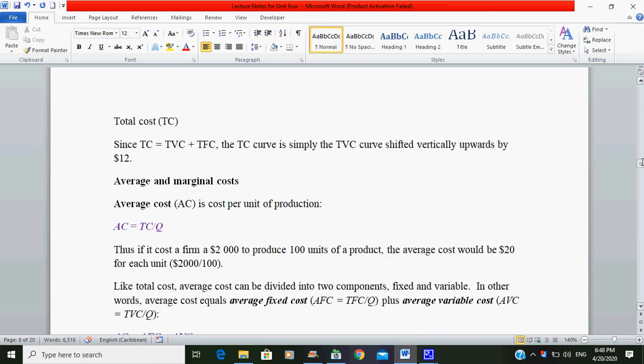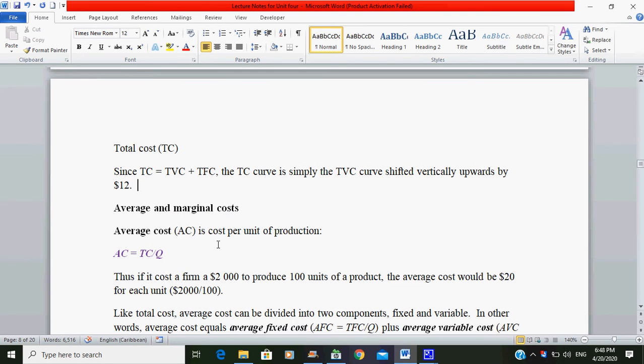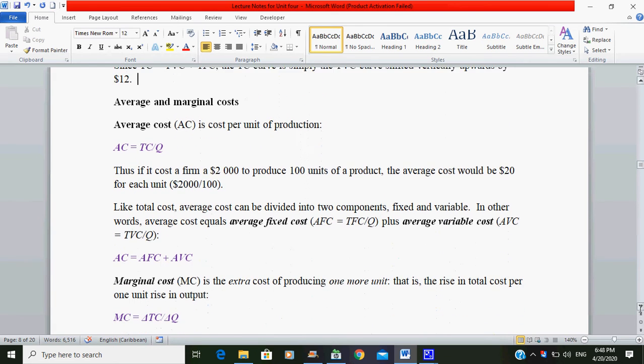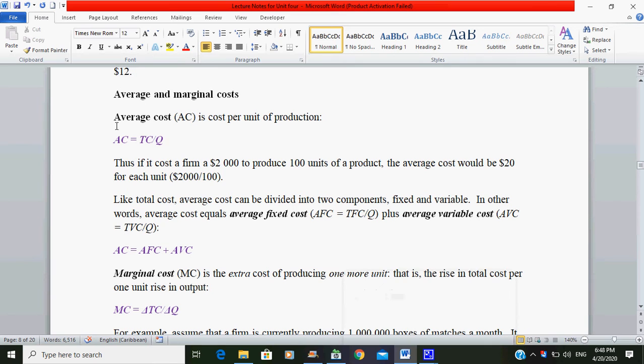Look at average and marginal cost now. Average cost is cost per unit of production, which is equal to total cost divided by quantity. Thus, if it costs a firm $2,000 to produce 100 units of a product, the average cost would be $20 for each unit: 2,000 divided by 100. Like total cost, average cost can be divided into two components, fixed and variable. In other words, average cost equals what? Average fixed cost, which is total fixed cost divided by quantity, plus average variable cost. Average variable cost is equal to total variable cost divided by quantity. And so average cost is AFC plus what?